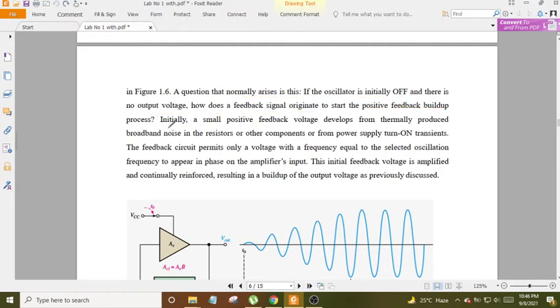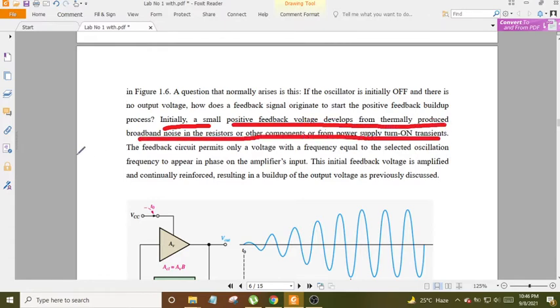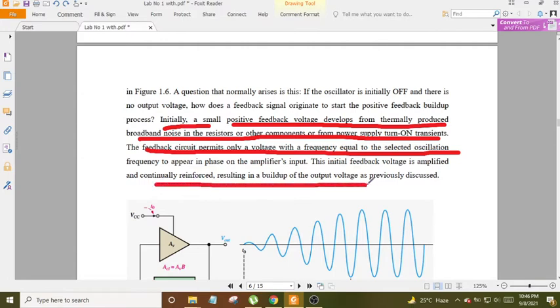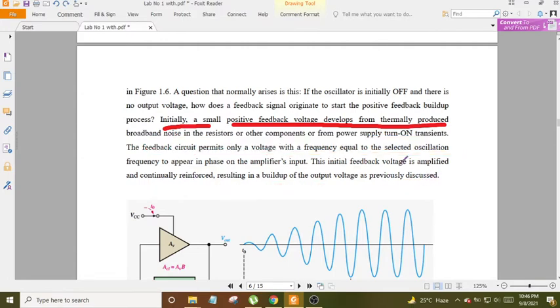Initially, a small positive feedback voltage develops from thermally produced broadband noise in the resistors or other components, or from power supply turn-on transients. The feedback circuit permits only a voltage with a frequency equal to the selected oscillation frequency to appear in phase on the amplifier's input. This initial feedback voltage is amplified and continually reinforced, resulting in a build-up of the output voltage as previously discussed.